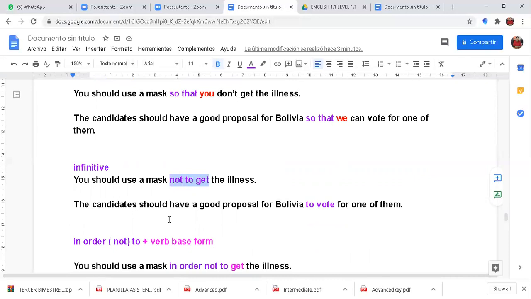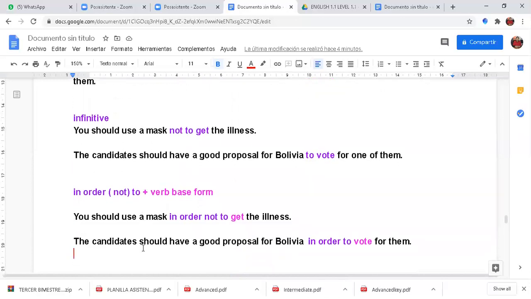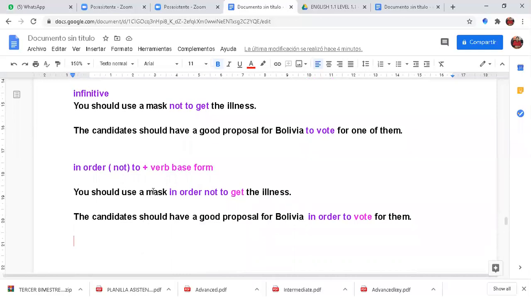Another example: the candidates should have a good proposal for Bolivia to vote for one of them. Look at the infinitive and notice the difference. To vote for one of them, the candidates should have a good proposal for Bolivia. The same examples I will use with in order to.